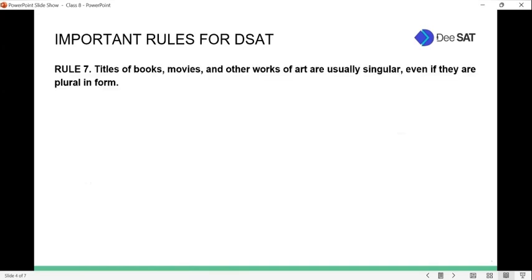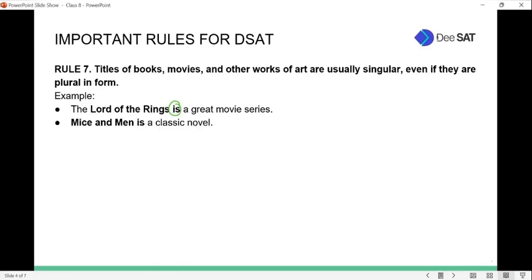The next rule says that whenever you have a title of a book, movie, or any kind of work, again, irrespective of the title being in singular or plural form, the verb that you use will be singular. The Lord of the Rings is. Now, Lord of the Rings is a famous trilogy. I'm not sure how many of you are aware of it. The Lord of the Rings is a great movie, not are. Of Mice and Men is a classic novel.